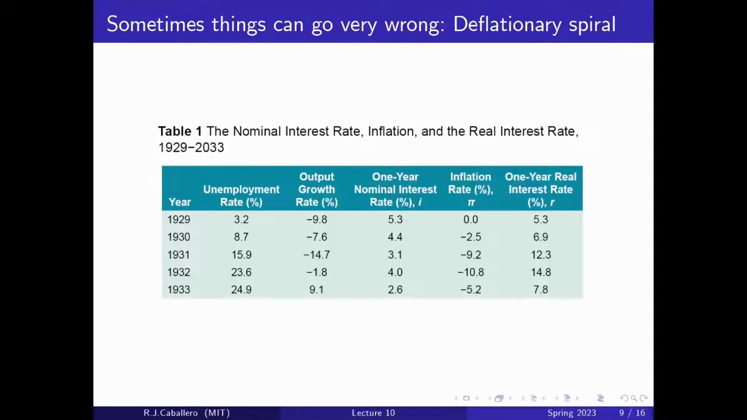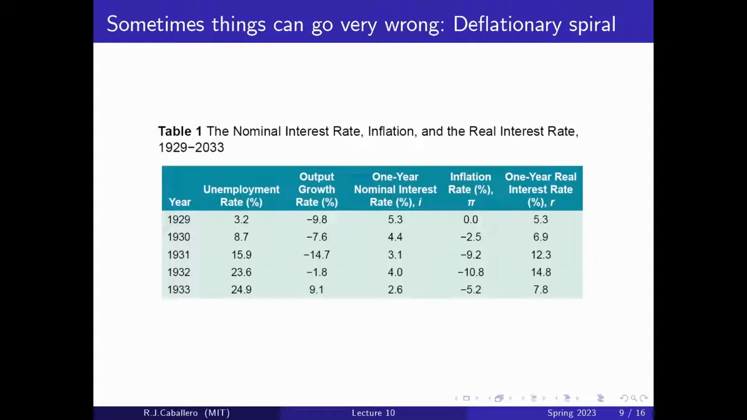And that you can see here. So the Great Depression starts around 1929. Unemployment initially was low. The nominal interest rate was around 5%. And the growth rate declined very rapidly. The inflation rate was around 0, so the real interest rate was around 5% as well. Well, things got worse.